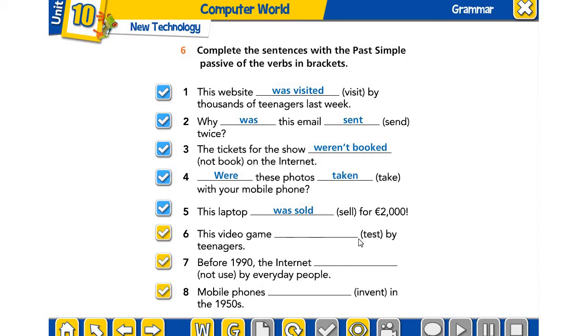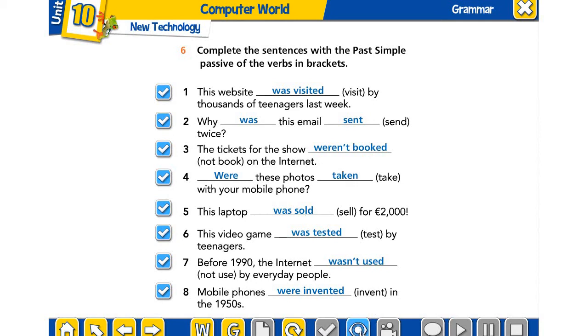Okay. This video game, game is singular, so I have to use was here. Test is regular, so I have to put ed. This video game was tested by teenagers. And 7, before 1990, the internet is singular, so I have to use was. And this is negative, so I have to use wasn't. Use is regular, I have to put ed. So I will say before 1990 the internet wasn't used by everyday people. So mobile phones, plural, and regular were invented in the 1950s. I hope you understand. Let's check them.